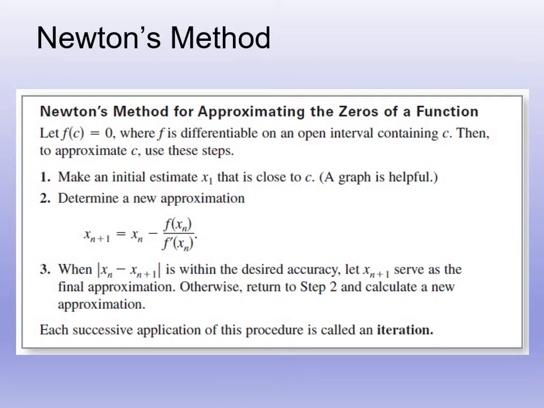So you might want to substitute the function into your calculator and take a look at the graph and see what's close. Because we're approximating zeros for values that are between whole numbers or things like that. So we want to determine what a new approximation is.